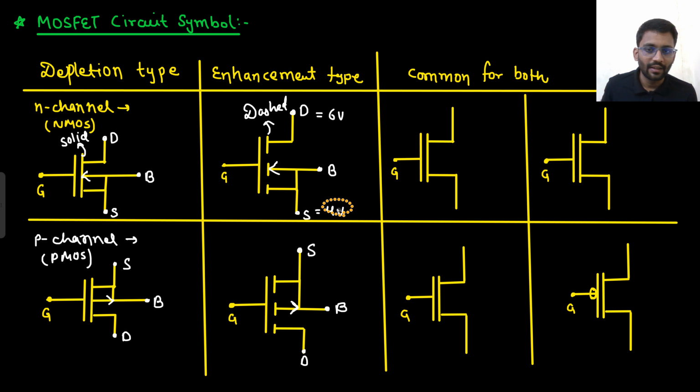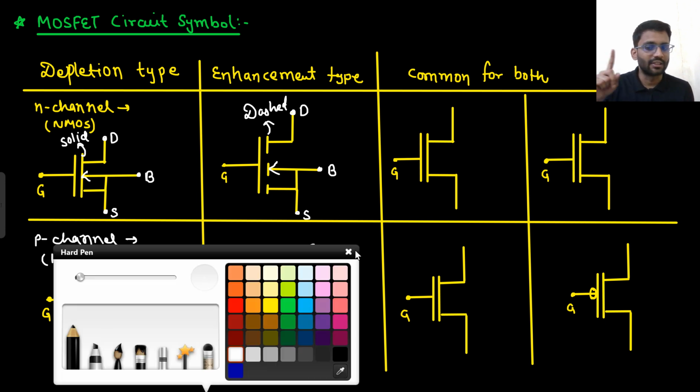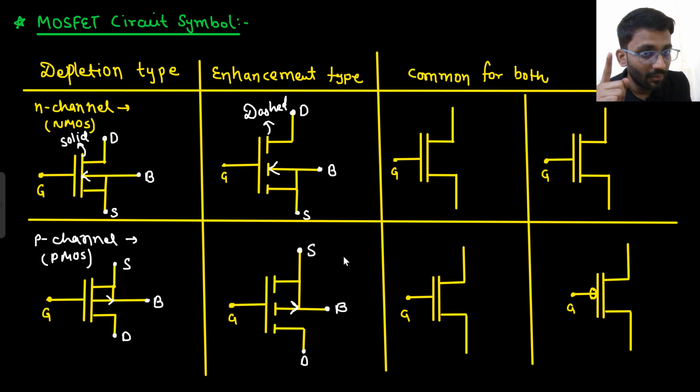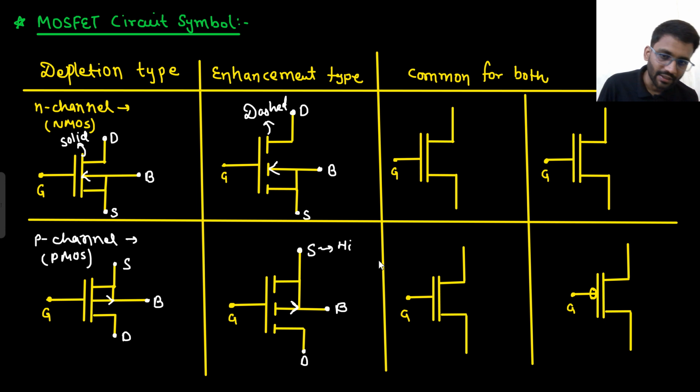Well and good. And in case of PMOS, what will happen? The source is at higher potential, because in case of PMOS, what do we apply? We apply negative potential at gate. So source is at higher potential. So here I will write HP, higher potential. And here I am writing lower potential. This is higher potential and this is lower potential.